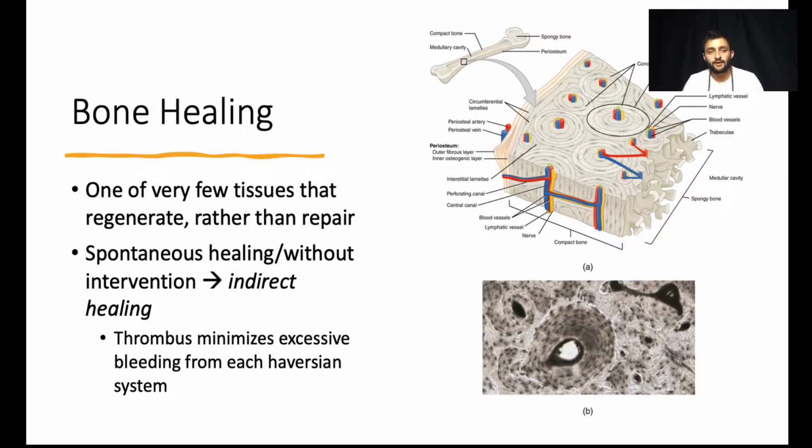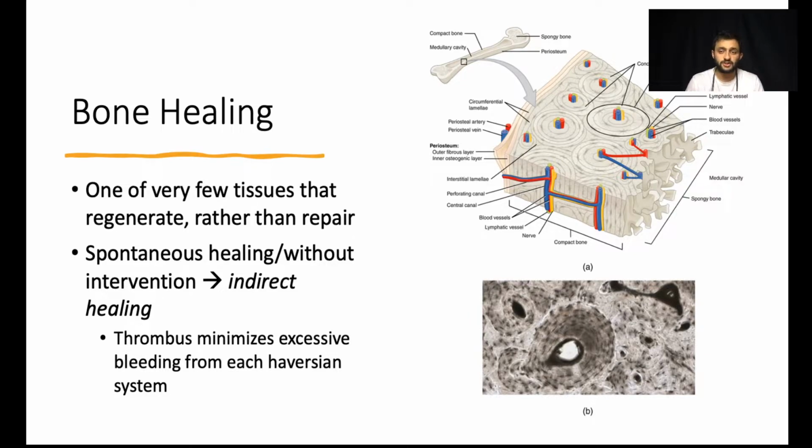So where we are now is bone healing. So let's talk a little bit about bone healing. Bone is one of the very few tissues that regenerates rather than repairs. And when we think about regeneration, remember that regeneration is the ability to have structural and functional healing that looks almost identical to the natural or native tissue. So when bone is left to heal spontaneously or without intervention, we get indirect healing. And we have a thrombus that minimizes the excessive bleeding from the Haversian canals. So indirect healing is essentially just a sequential tissue formation and differentiation.